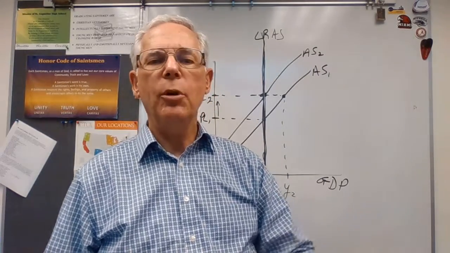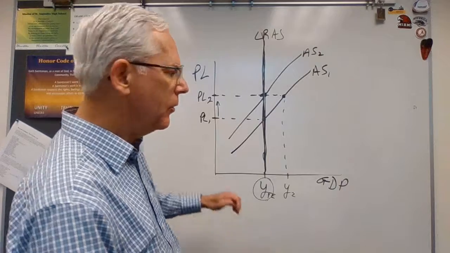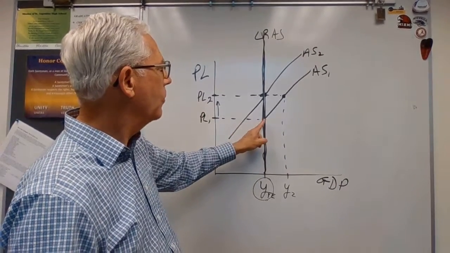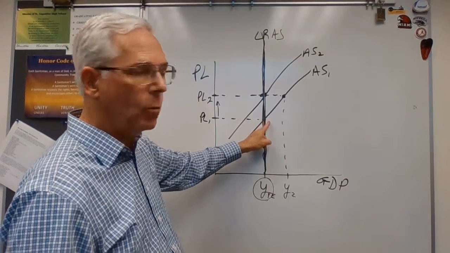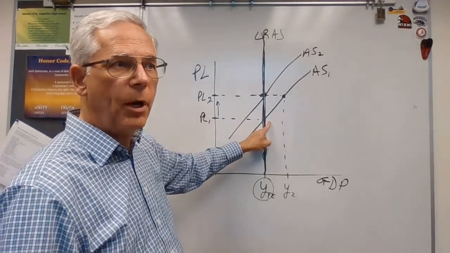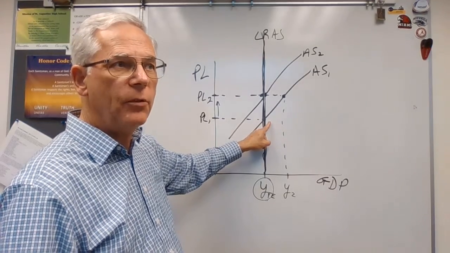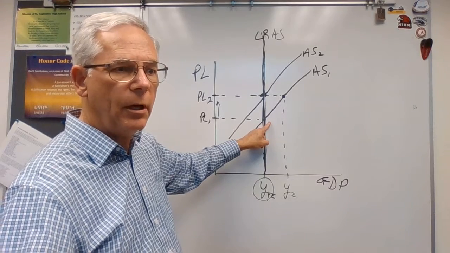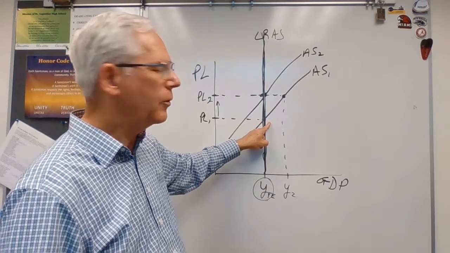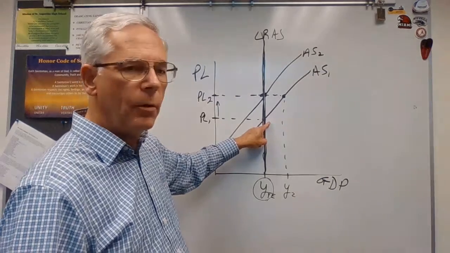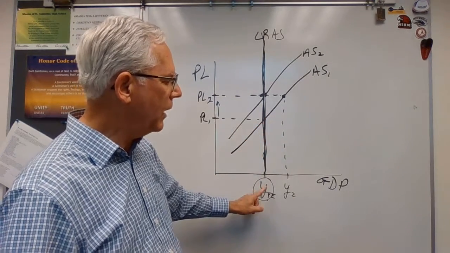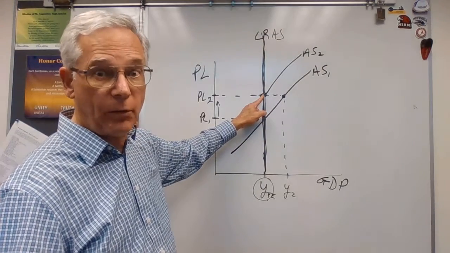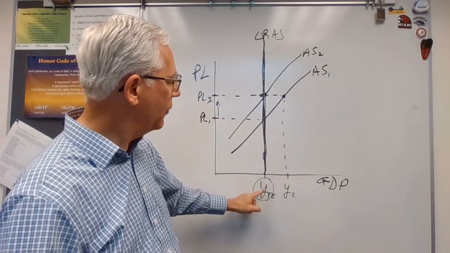So when input prices change, what we're saying is that at the original price level, let's call it PL1 here, we were operating on AS1, and let's say that the input prices have increased. It would be labor, raw materials, energy prices, those kinds of things, the production costs. If those prices increase, it's going to cost me more to produce the same level of output.